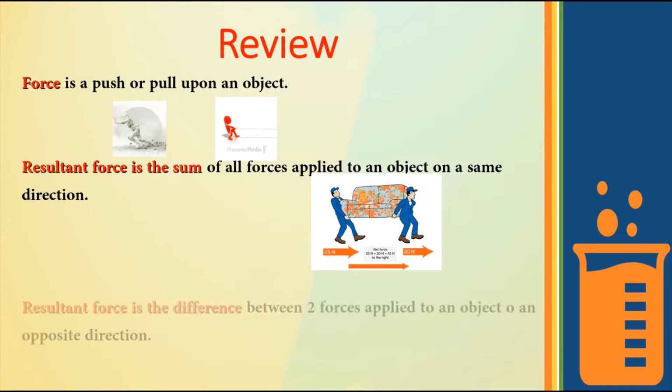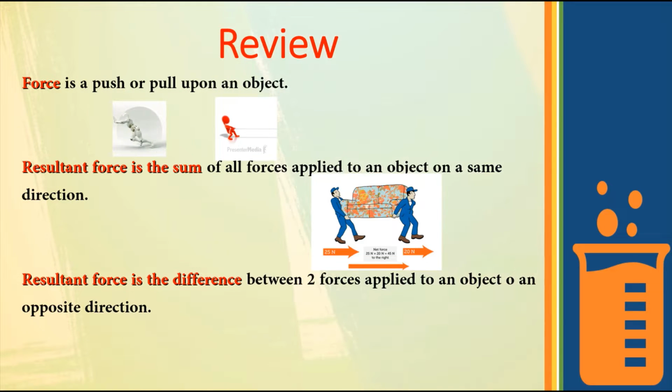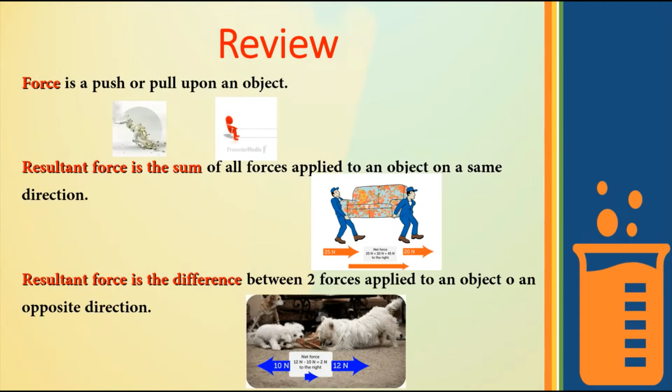Very good. Now, what if the two forces applied are in opposite directions? So we are going to subtract. Here we can see two dogs fighting over a toy. The little dog is exerting 10 Newton to the left, and the big dog is exerting 12 Newton to the right. So the resultant force will be 2 Newton to the right.